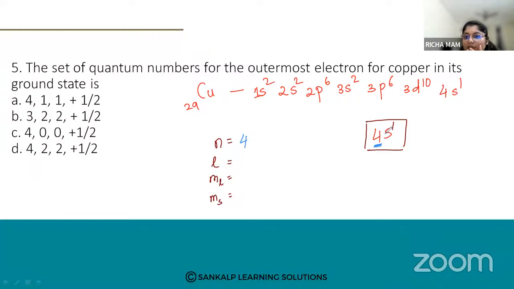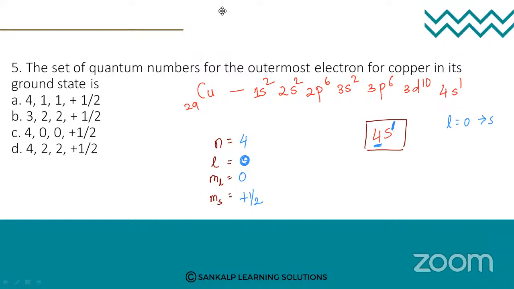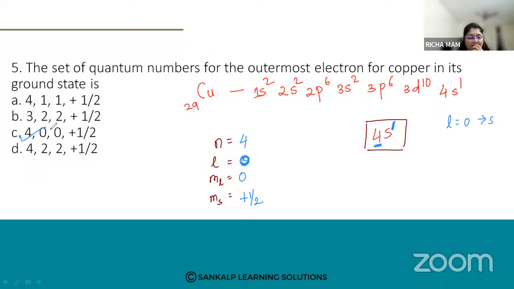Then the azimuthal quantum number for s represents 0. s is 0, it tells you the shape of the orbital. Next is the magnetic quantum number, which is also 0. And the number of electrons is 1, so the spin is plus half. Which is the answer? Option C, ma'am. Yes, correct, option C. That is 4, 0, 0, and plus half.